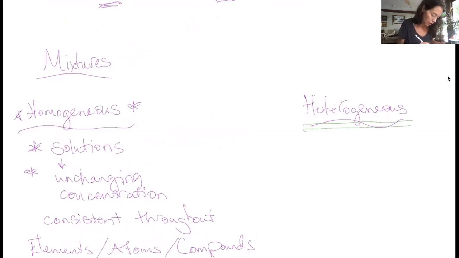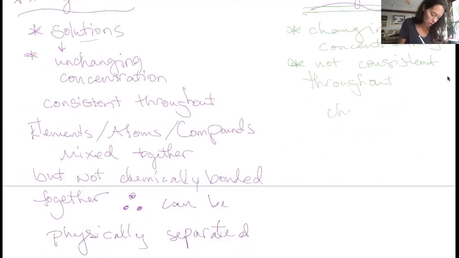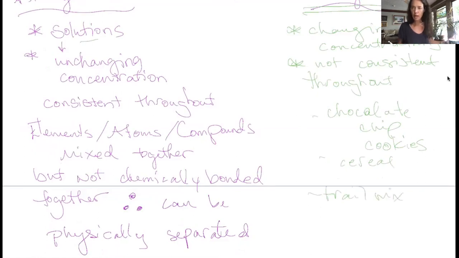So these are not referred to as solutions, and they have changing concentrations, right? Changing concentrations such that it's not consistent throughout. Easy to identify because you can identify individual pieces of them. I mean, it's so easy to come up with examples. You're talking about chocolate chip cookies, cereal, trail mix, all those things, spaghetti.